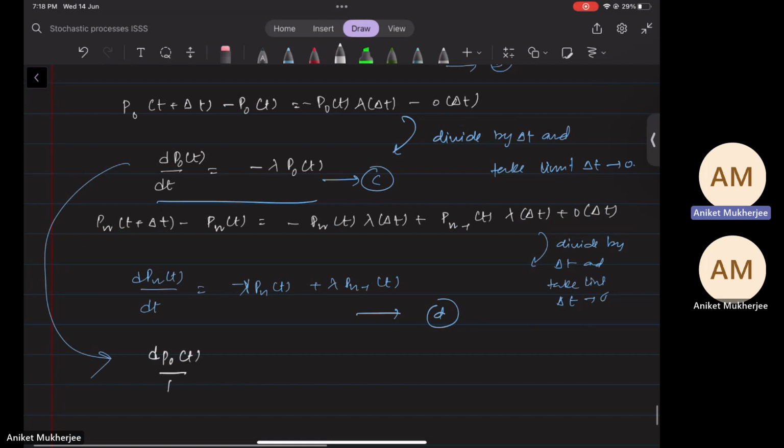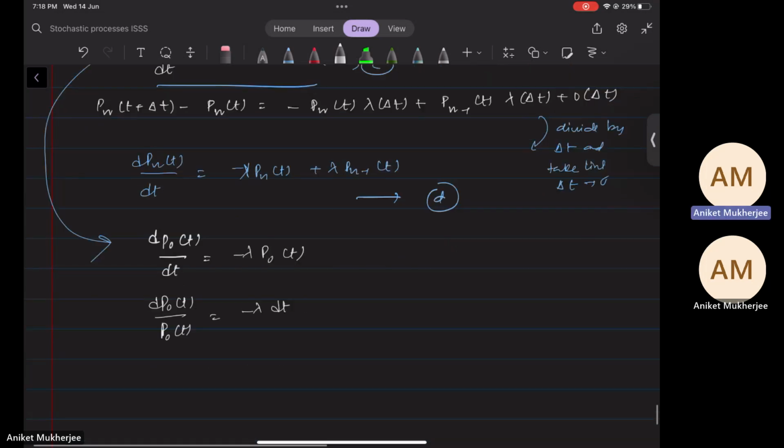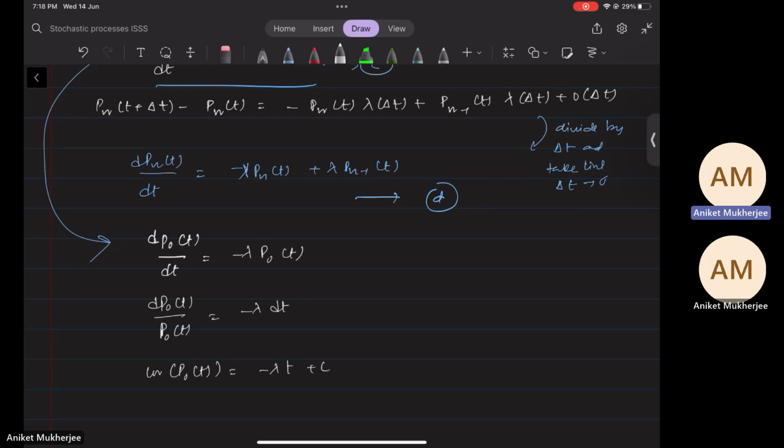dp 0 by dt equal to minus lambda p 0 t. I take dp 0 t by p 0 t equal to minus lambda dt. Integrating on both sides, I get log p 0 t equal to minus lambda t plus c. Then we can write p 0 equal to C e to the power minus lambda t, where C I need to find.